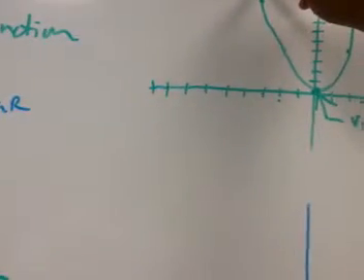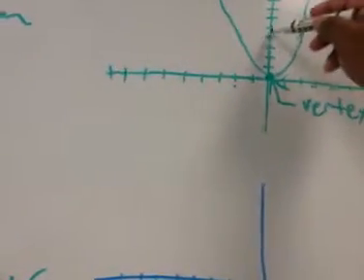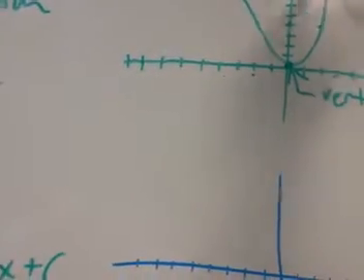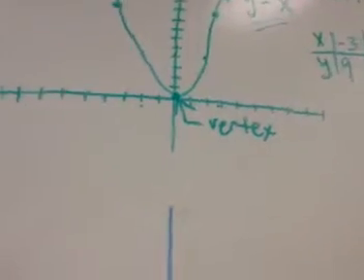Hope I did that right. Anyway, it should be up here, wherever 9 is. 1, 2, 3, 4, 5, 6, 7, 8, 9. Okay, I'm sorry, it's right here. All right, once you have those, you can pretty much graph it.